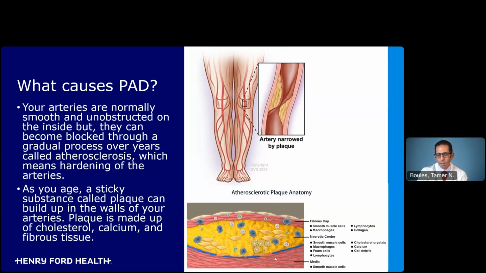This is another sort of microscopic view or cartoon view of what a plaque looks like on the inside of these small arteries, where it's rich and filled with various things like cholesterol crystals and calcium, which actually hardens it, and a number of other cells that actually create a lot of inflammation in the wall of the arteries and eventually scar tissue that leads to the narrowing of those arteries.